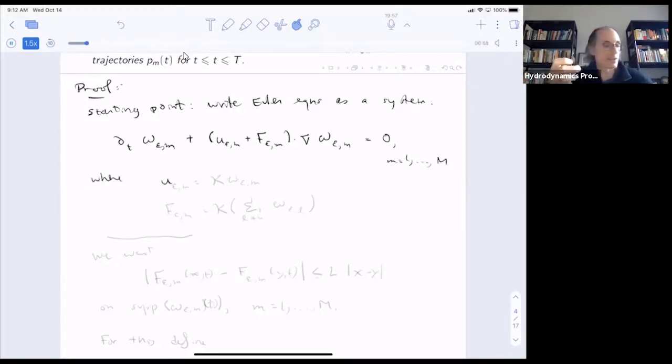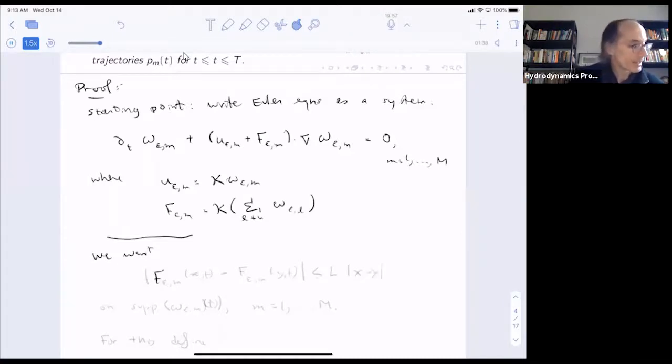Okay, so I wrote an equation for that. There are two pieces. U epsilon m is the velocity field generated by the mth blob, and F epsilon m is the velocity field generated by all the other blobs. In this way, I've taken the Euler equations and written them as a system of equations for these omega epsilon m's. So I've divided them into large pieces.